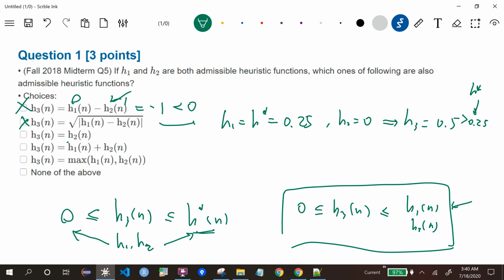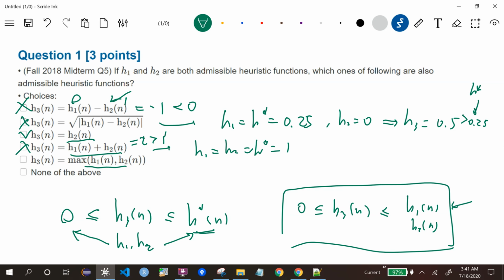The third one obviously is, because we know H2 is admissible already, so that one is yes. And the next one, there is a simple counterexample as well. So it's basically about thinking of counterexamples. H1, H2, H star, they're all 1. Then the sum is 2, and 2 is strictly larger than 1. So this is not going to work.